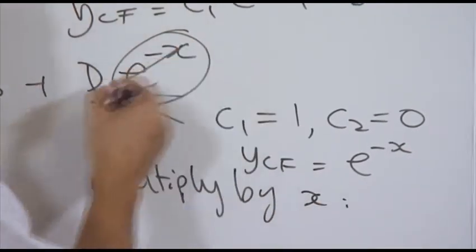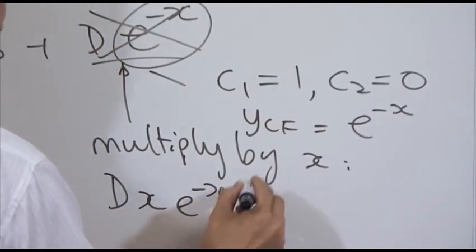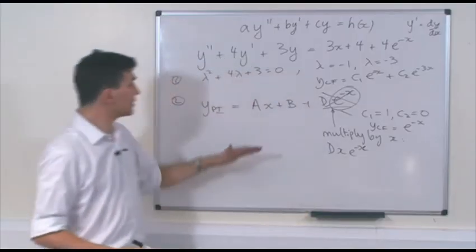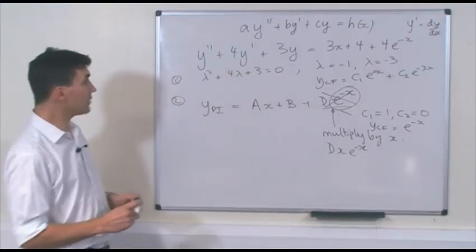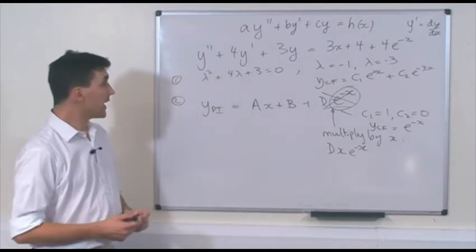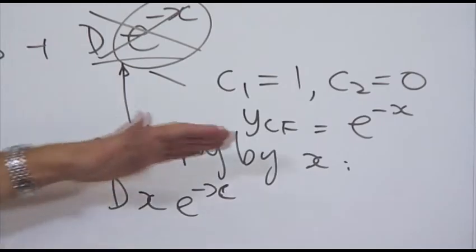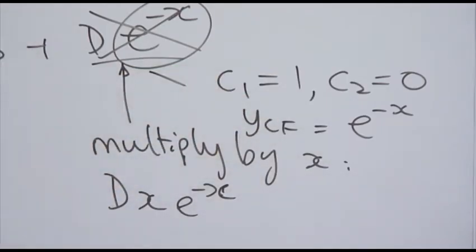So instead of our d e^(-x), we have dx e^(-x). We don't touch the rest of it. We leave that ax + b alone, but that d e^(-x) becomes dx e^(-x). Now, supposing you didn't notice that this was in the complementary function, what would happen?